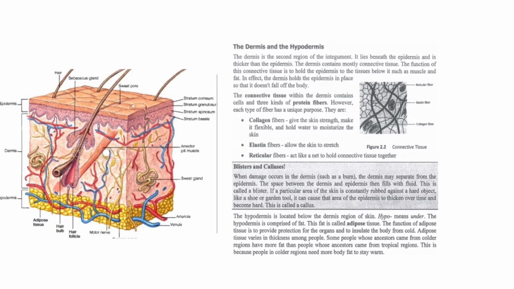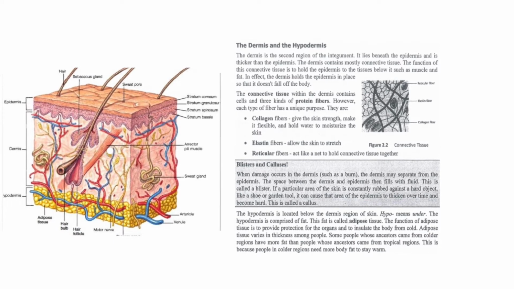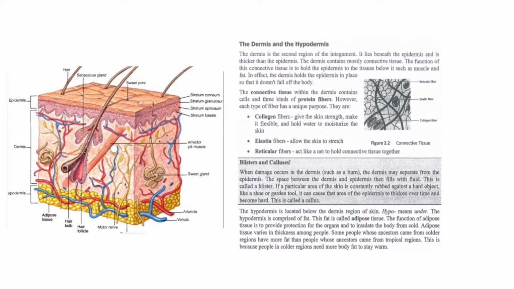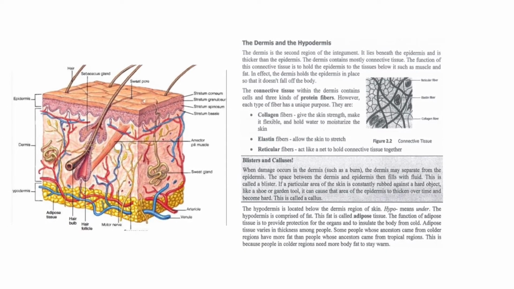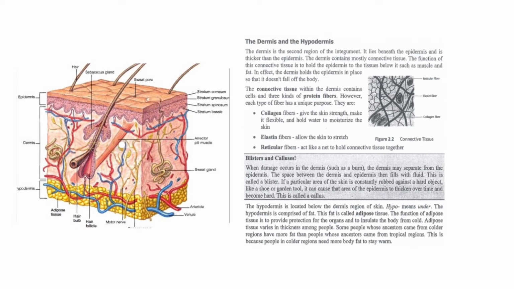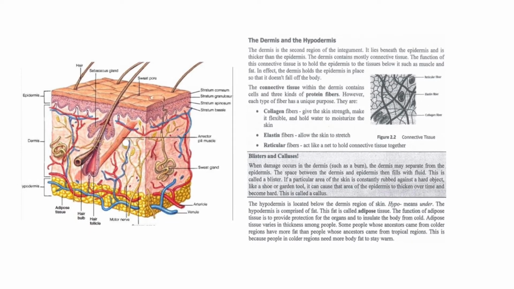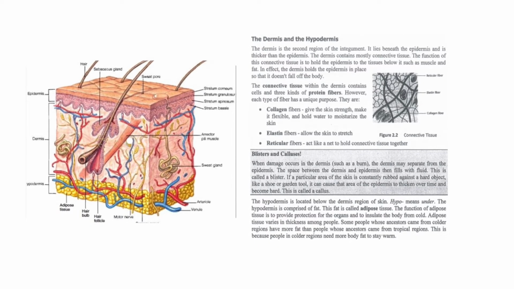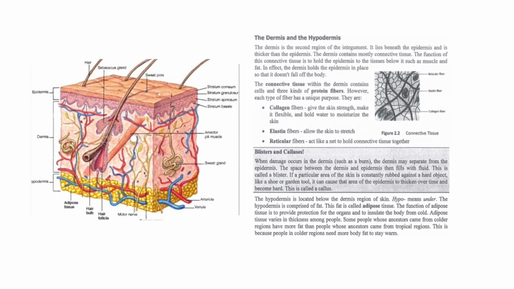The hypodermis is located below the dermis region of the skin. Hypo means under. The hypodermis is comprised of fat. This fat is called adipose tissue. The function of adipose tissue is to provide protection for the organs and to insulate the body from cold. Adipose tissue varies in thickness among people. Some people whose ancestors come from the colder regions have more fat than people whose ancestry came from the tropical regions. This is because people in the colder regions need more body fat to stay warm.